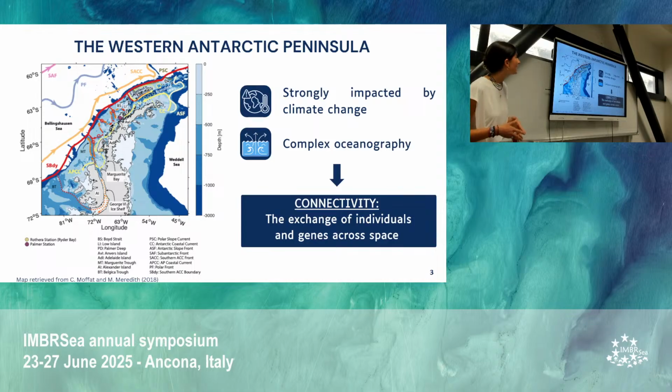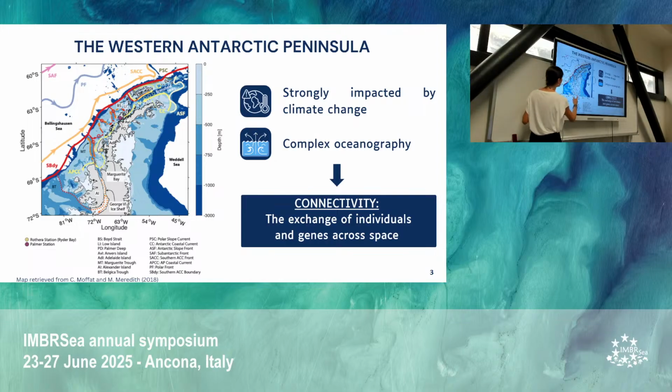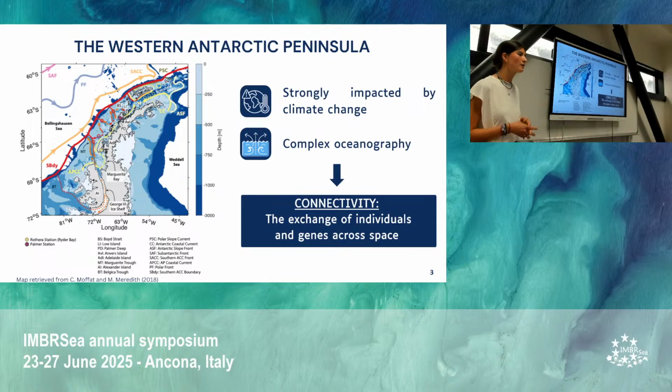on Earth. And on top of that, it's also shaped by complex oceanography, as you can see here, with, for example, the Antarctic Peninsula coastal current flowing along the coast, and several oceanographic features like eddies or deep troughs. And in this complex and rapidly changing region, there is one aspect of marine populations that has often been overlooked.